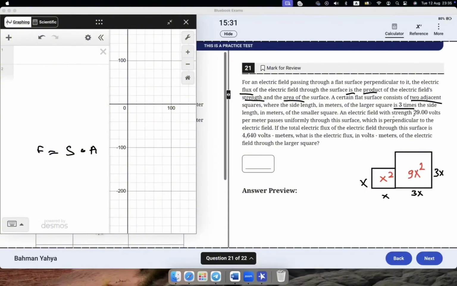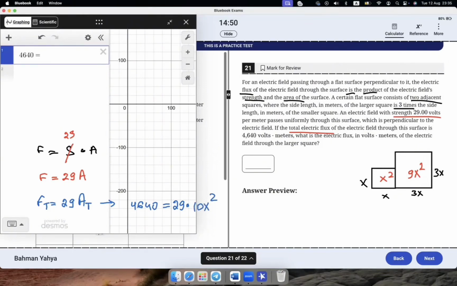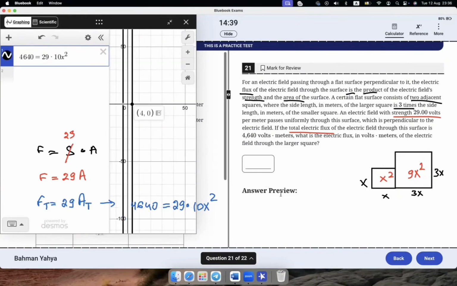We are given that the strength is 29. Instead of this one, can I just write 29? Of course. Let's just write down the formula once again. Total flux is equal to 29 multiplied by total area, isn't it? Total flux is 4640, equal to 29 multiplied by total area, x squared plus 9x squared is 10x squared. 40 is equal to 29 multiplied by 10x squared. X is 4. Very good. We got x is 4.